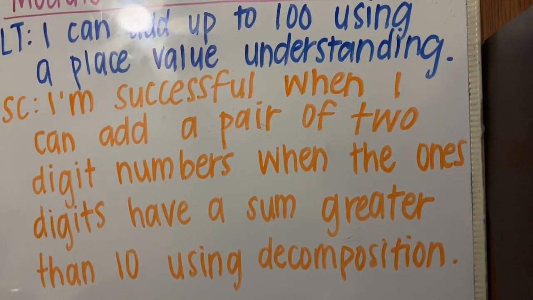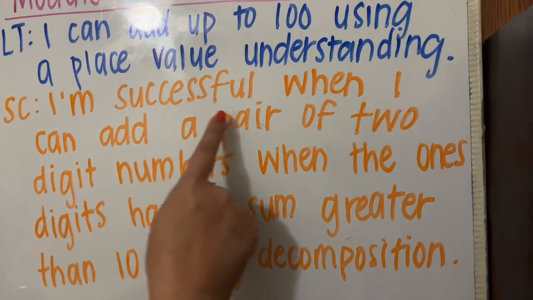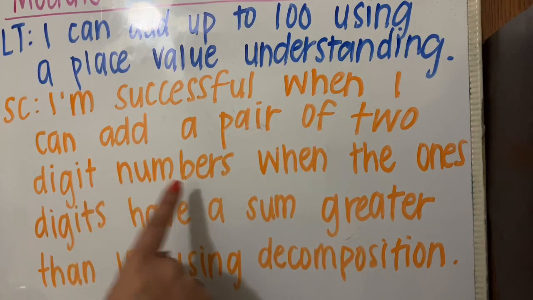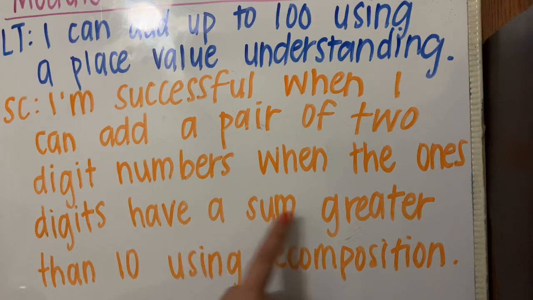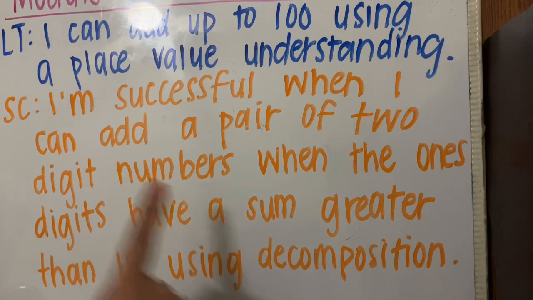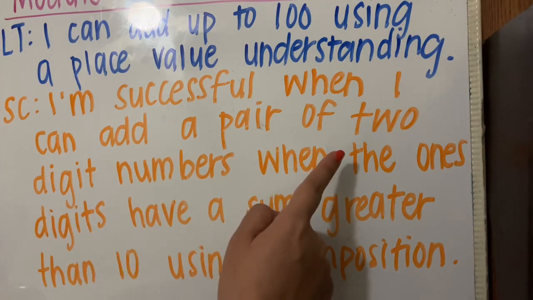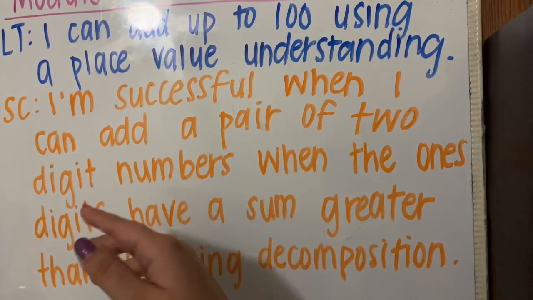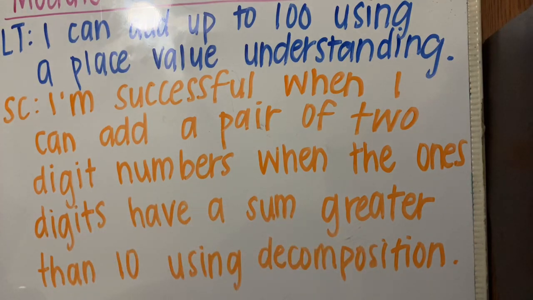All right, and then our success criteria for today is I'm successful when I can add a pair of two-digit numbers when the ones digits have a sum greater than 10 using decomposition. This is just a fancy way of saying that we're going to be adding two numbers that have two digits, so like 17, 54, 67, and the ones place is going to have a total or a sum that's bigger than 10. And decomposition is just a fancy way of saying we're going to break the number apart, and that's when we use our number bond method. All right, let's go ahead and get started with our concept development for today.